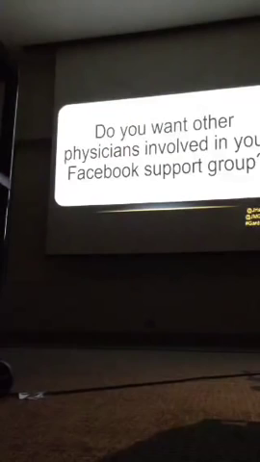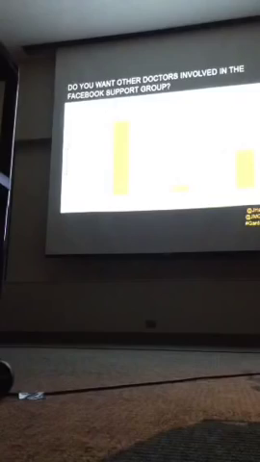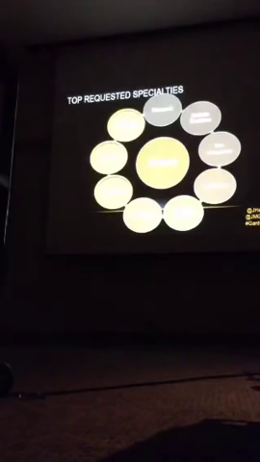We said, do you want to have other physicians involved? And many of them said, yes, again, still a large subset were unsure about that. But the specialties that they said they would like to have are oncology, surgery, and radiology. Maybe they mean radiation therapy, we're not sure. But those are three of the bigger requests that they have. They want to have doctors involved in their group.